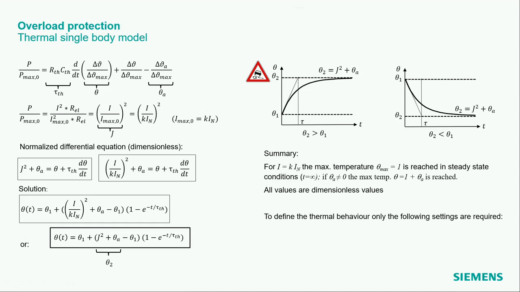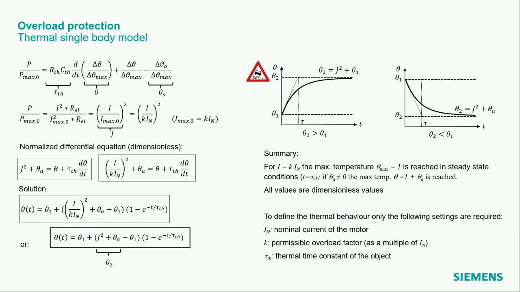Okay. What else? All values are dimensionless values. And to define our protection function, I need basically three values: the nominal current of the motor, then the permissible overload factor K. This is normally given by the motor manufacturer. Typical values are 1.1 or 1.05 or something like that. And a time constant. These are the basic values which I need to know, basically just the K and the tau, for the setting of this function.